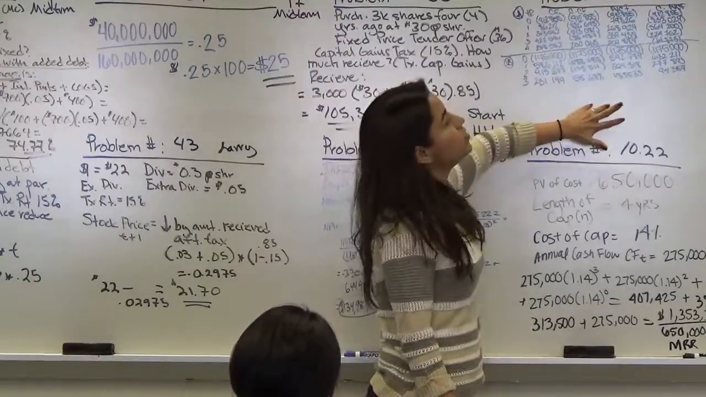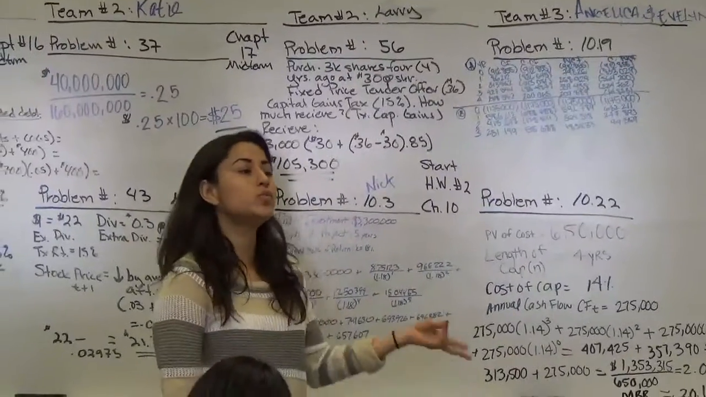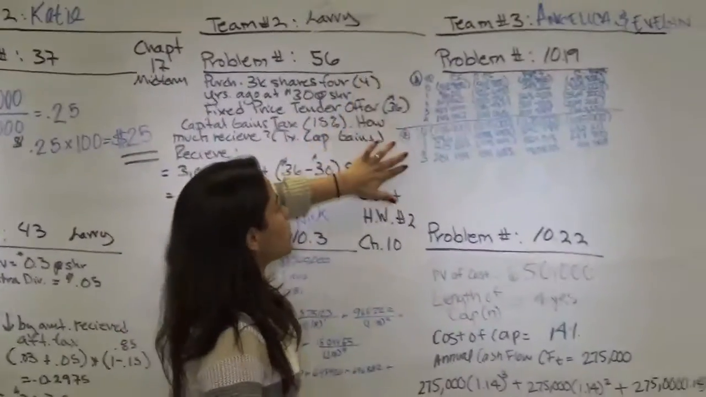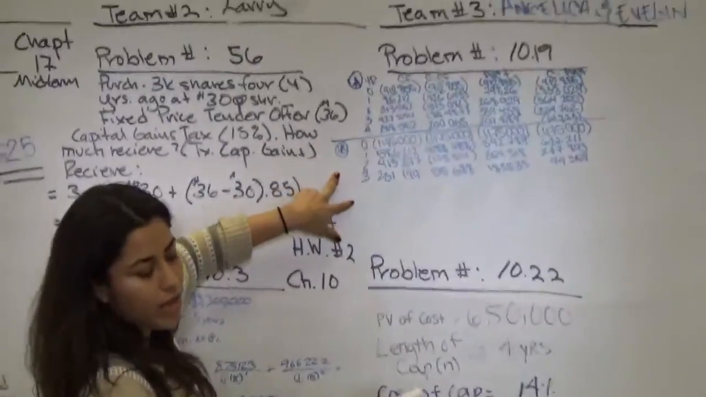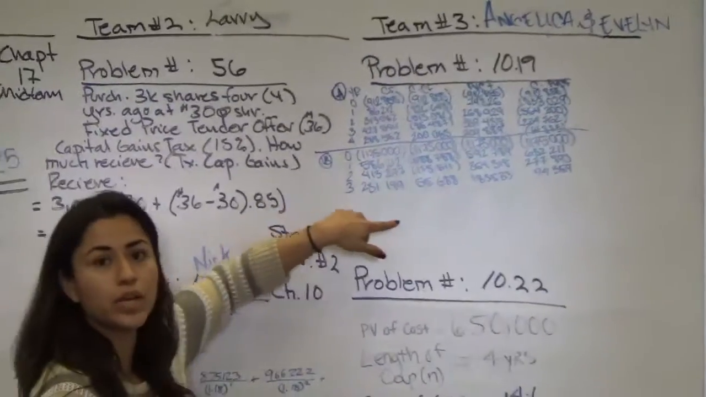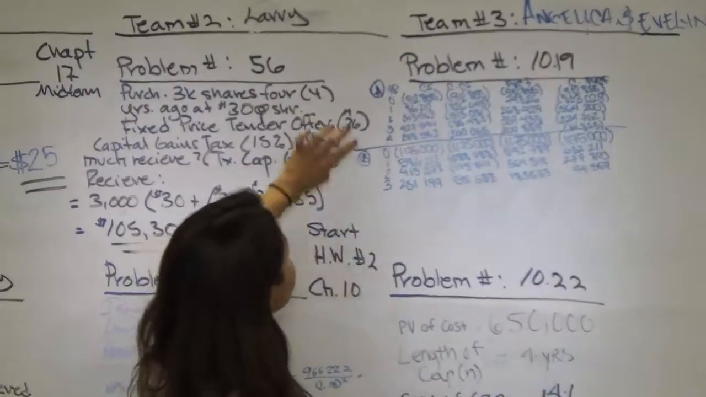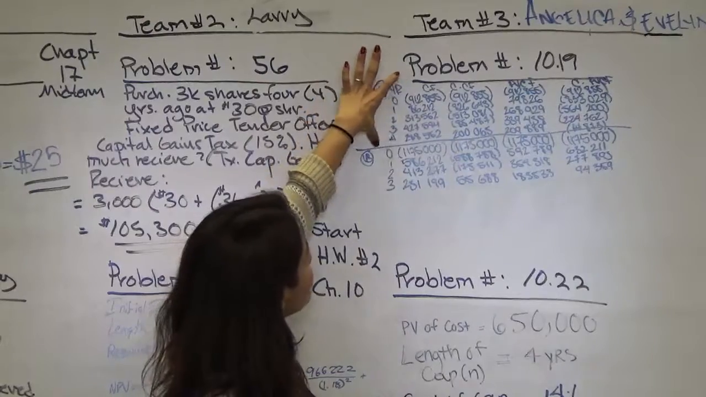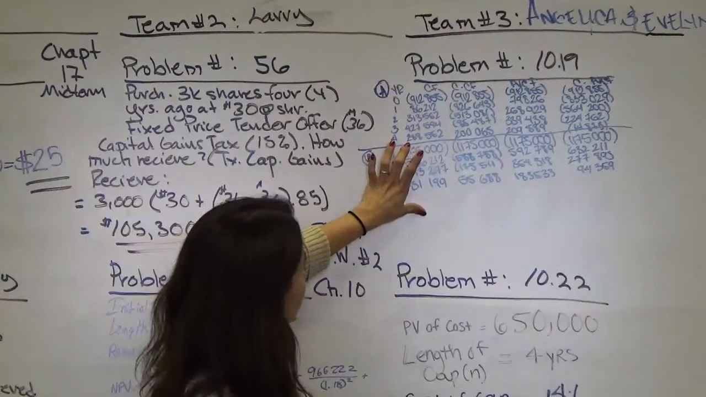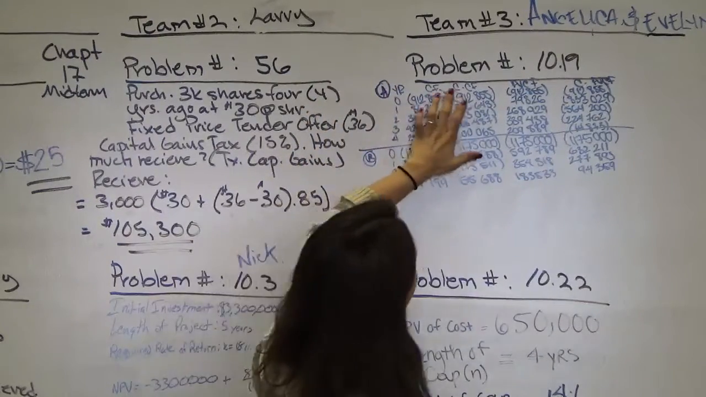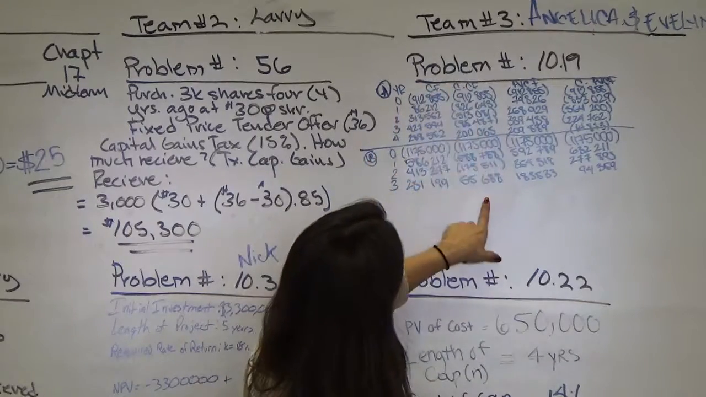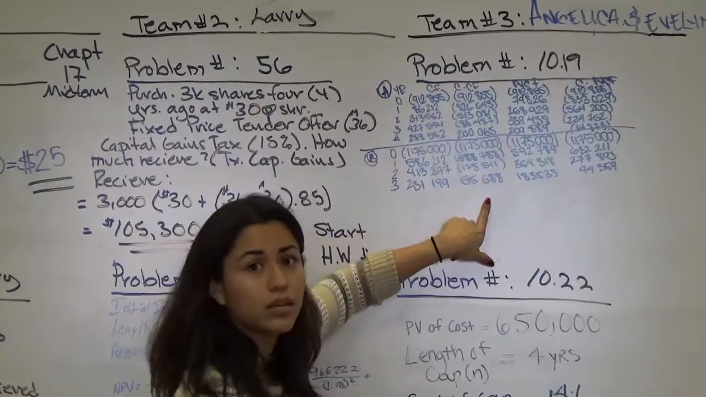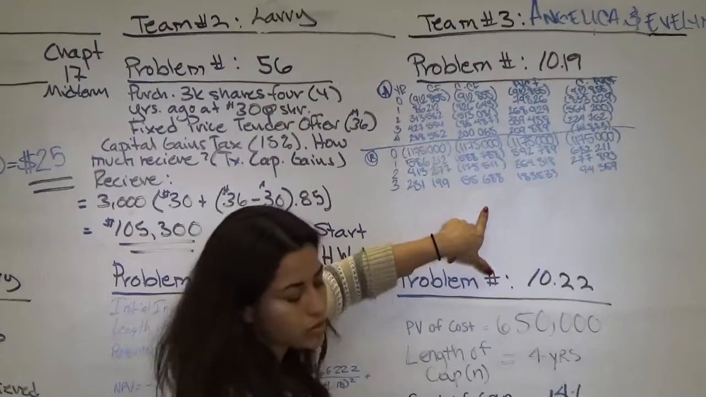This is problem 10.19, and it's basically a company that's evaluating 2 projects, Project A and Project B. They evaluate on a payback criteria of 3 years or less. So these are the cash flows for Project A, these are the cash flows for Project B. These are the cumulative cash flows, and as we can see, both of them exceed the payback period of 3 years.